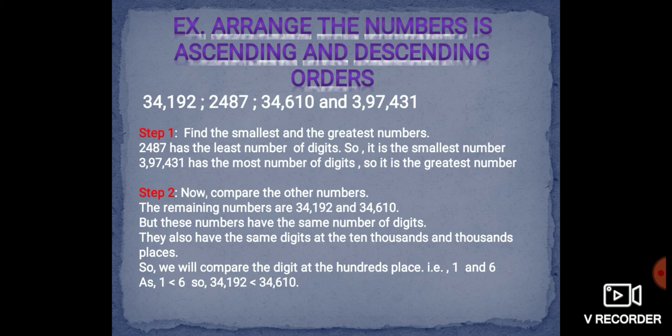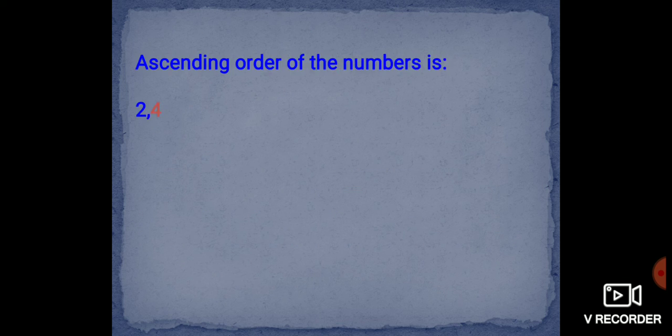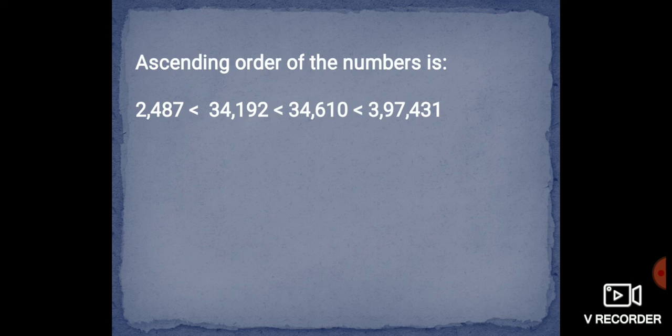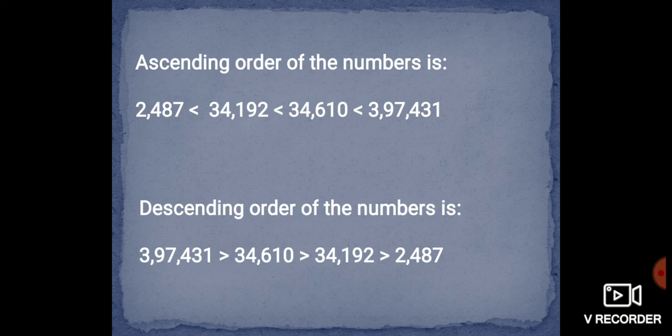The remaining numbers are 34,192 and 34,610. But these numbers have the same number of digits. They also have the same digits at the 10,000s and thousands places. So we will compare the digits at the hundreds place, that is 1 and 6. Out of 1 and 6, 6 is greater. Therefore, 34,610 is greater. The ascending order of the numbers is 2487, 34192, 34610, 397431. We always arrange ascending order in increasing order, and descending is the vice versa of ascending.